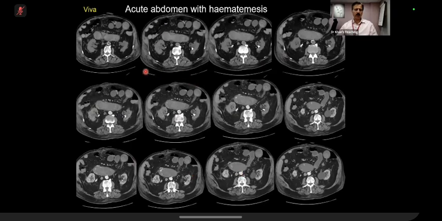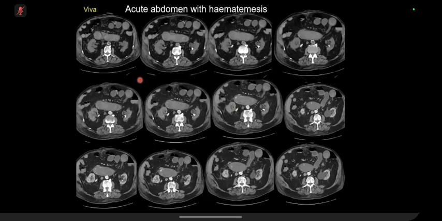Acute abdomen with hematemesis. Sir, I can appreciate a fluid density linear structure in the central abdomen, anterior to the abdominal aorta. In the post-contrast images, I can see a few areas of contrast as well. This area seems to communicate with the bowel in the upper rows. So it is likely a bowel-like structure with disrupted peripheral contrast areas.